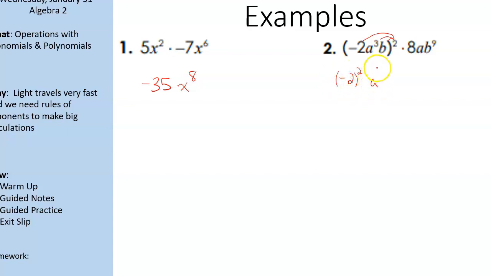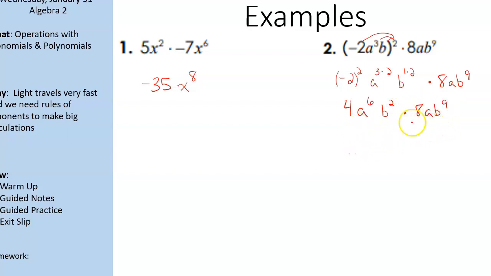We're going to distribute that to the a, so this is going to be 3 times 2. And as well as the b. Now there's no power there, but we know it's 1 when there's not a power there, and we're going to simplify that. And I'm going to bring down the times 8a times b to the 9th. So negative 2 squared is positive 4. A to the 3rd to the 2nd, power raised to a power, we're going to multiply. So it's 3 times 2, which is 6. And then 1 times 2 for the b is going to be b squared. And then bring down the times 8ab to the 9th.